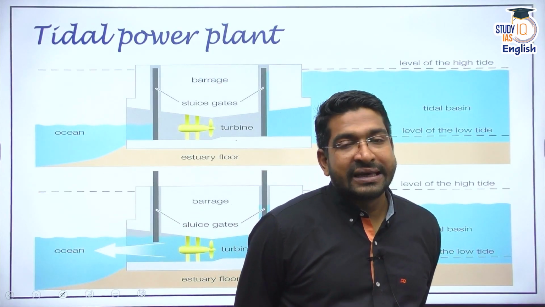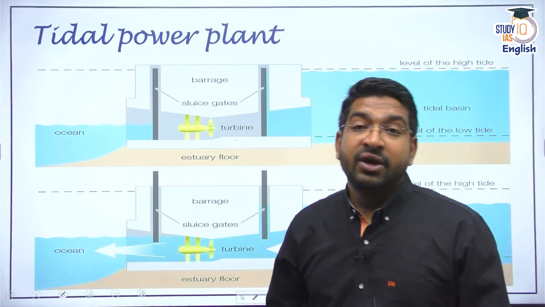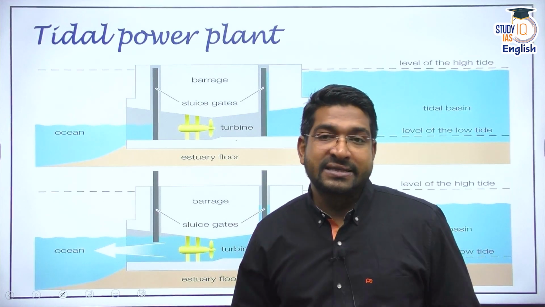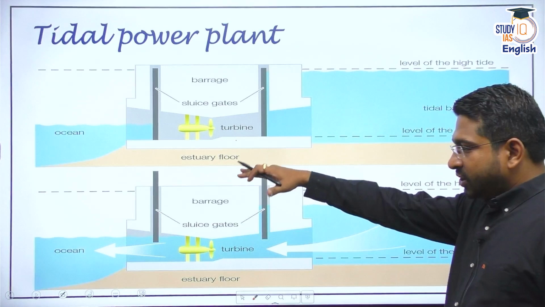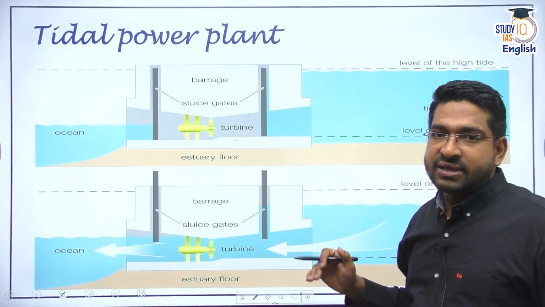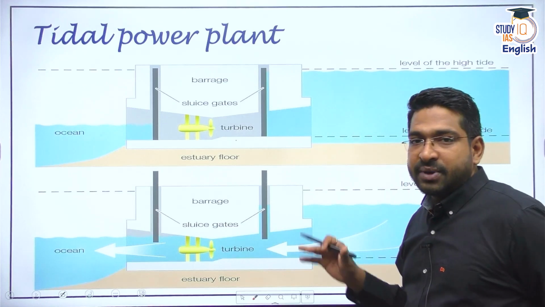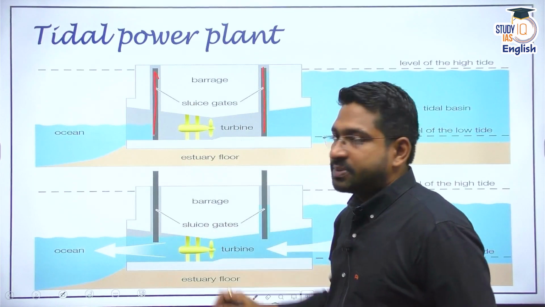Because of the gravity of earth, and because of gravity of moon, and the gravitational power of sun, we get different kinds of tides. Now, whenever there is a low tide, the water recedes. And whenever there is a high tide, the water level rises. Now, we use this particular concept and create some sort of a barrage.